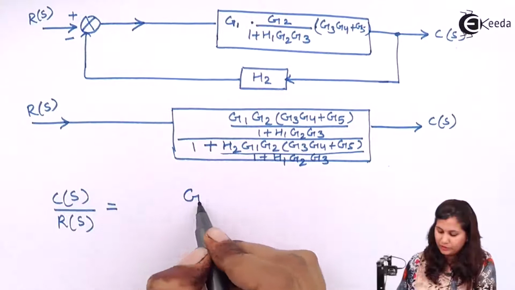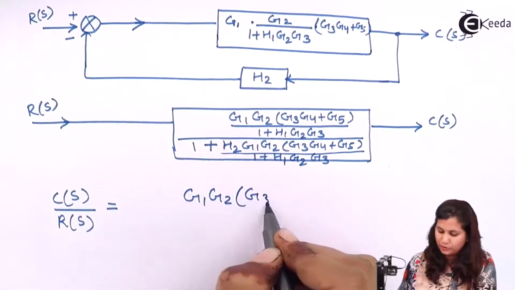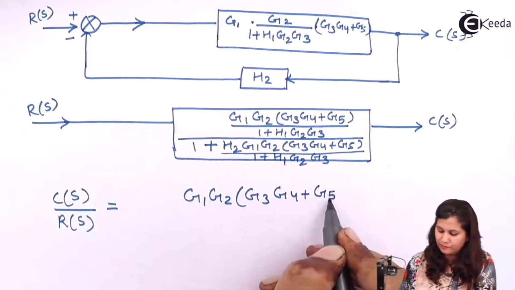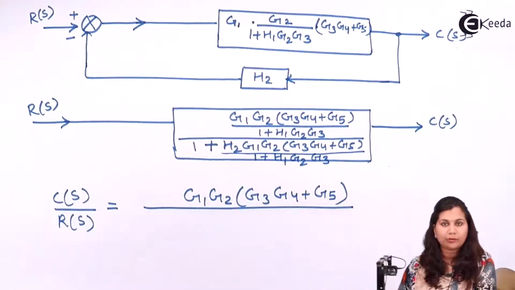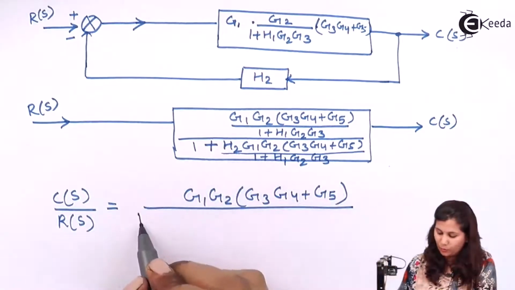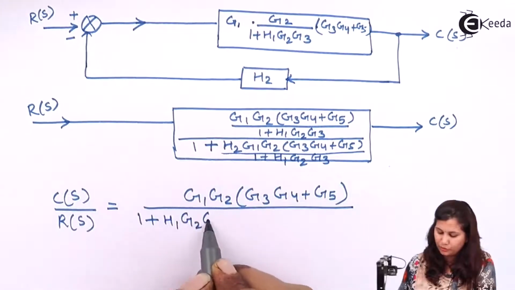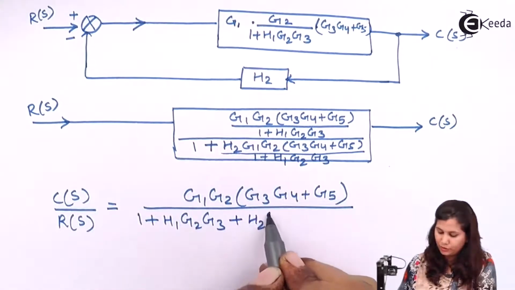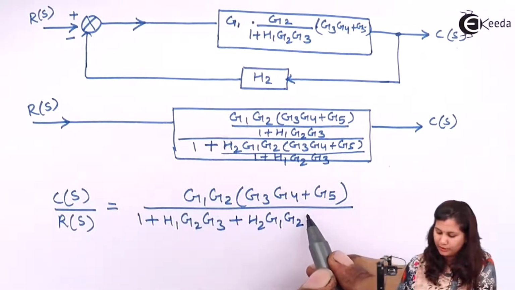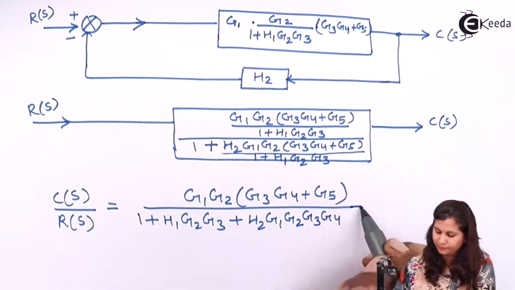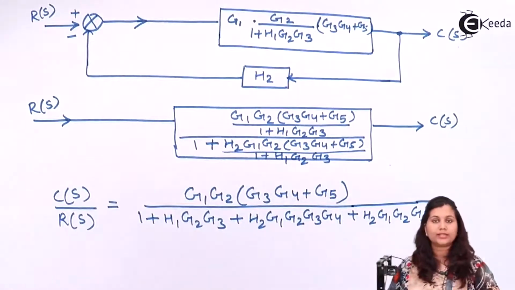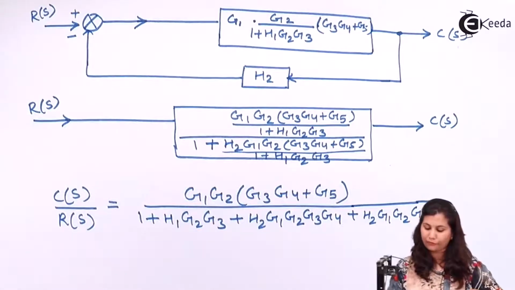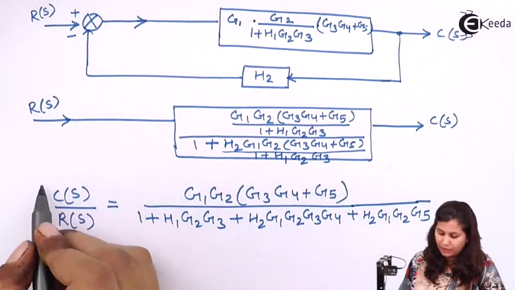We have G1, G2, G3, G4 plus G5 divided by this term, and this term will be cancelled out when we solve it. So we will get 1 plus H1 G2 G3 plus H2 G1 G2 G3 G4 plus H2 G1 G2 G5. So this is the transfer function of the system which is given to us in the question.